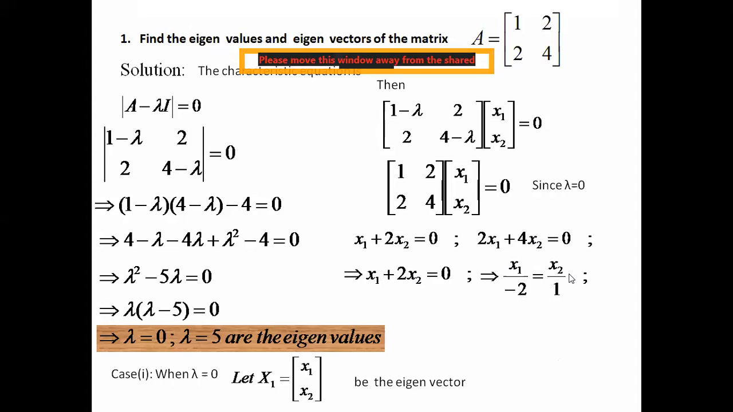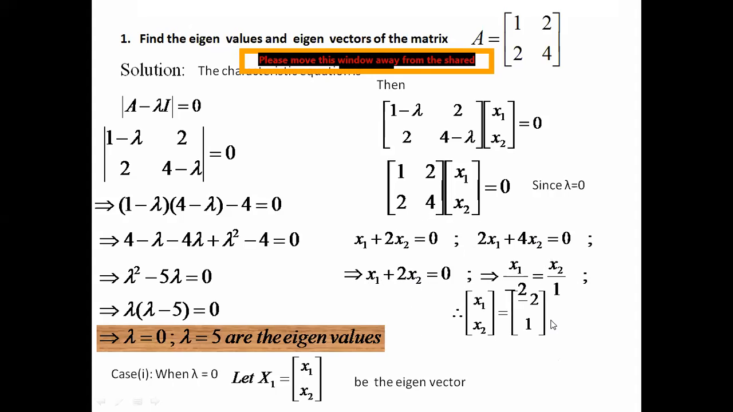So the meaning is that if you equate this ratio to any constant, that many values are there. Suppose that ratio is equal to some k. So x1 is equal to minus 2 into k, x2 is equal to 1 into k. For different values of k, we get that many eigenvectors. But assuming k is equal to 1, we shall get one answer. That is, x1 is equal to minus 2, x2 is equal to 1. That is one solution for that.